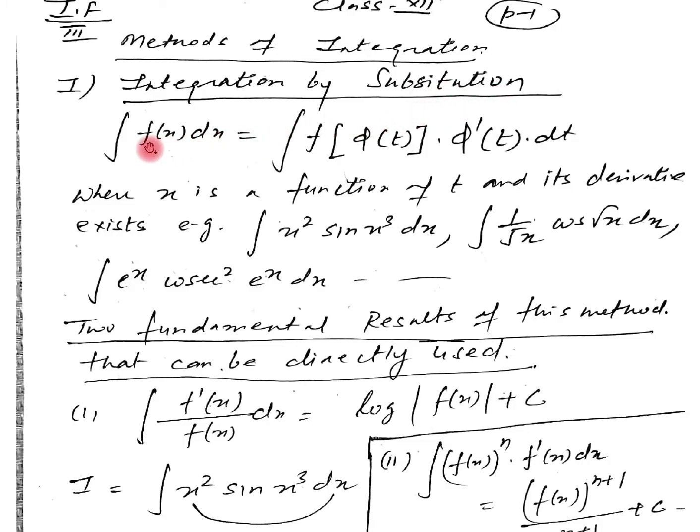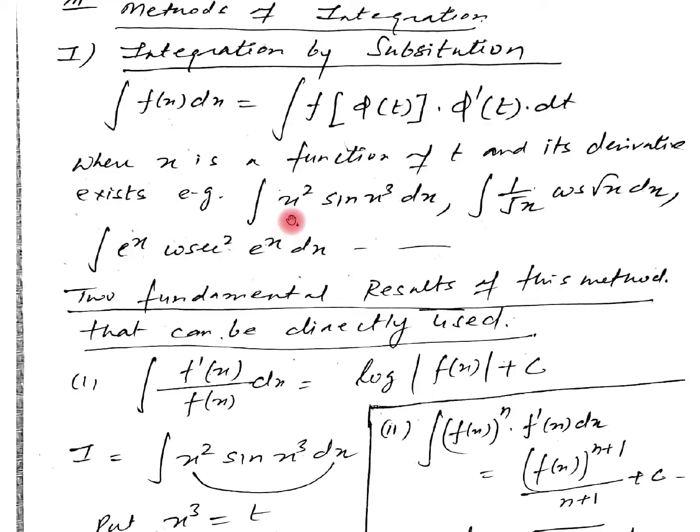Now here we suppose we have to integrate f(x) dx, but our function is given in the form of f(phi(t)) into phi dash(t). It means when the function is given, then along with the function the derivative is also given. This method we will apply only when the function and its derivative are given in the integrand. Then we always take help of what? Integration by substitution.